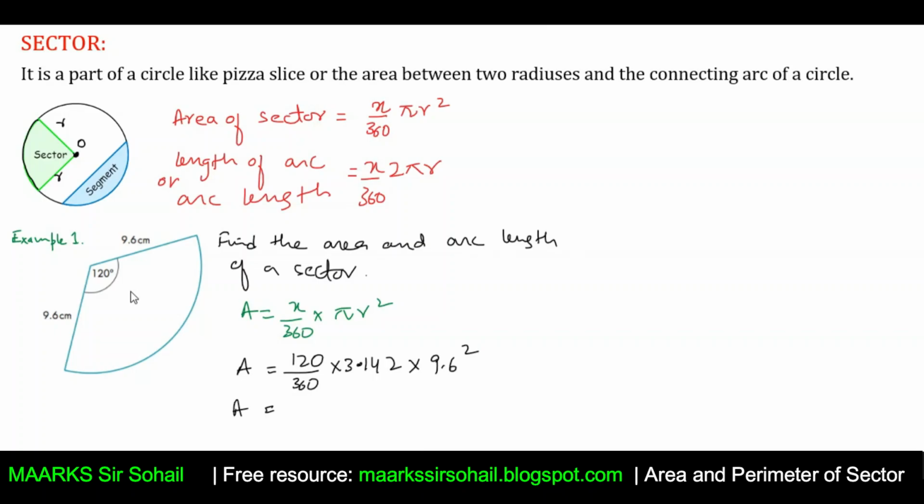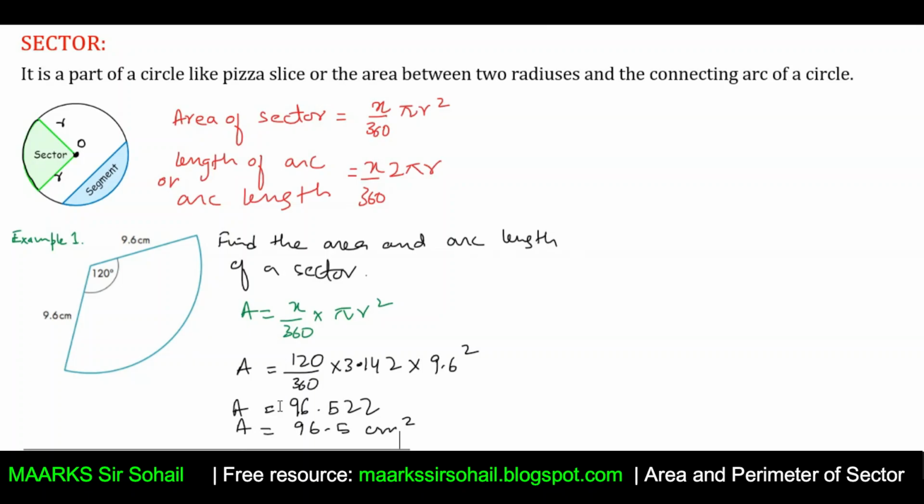Now you can put all the values together in the calculator to get the answer. So the answer is 96.522. Area will be 96.5 centimeters squared, because I want to give the answer in 3 significant figures.